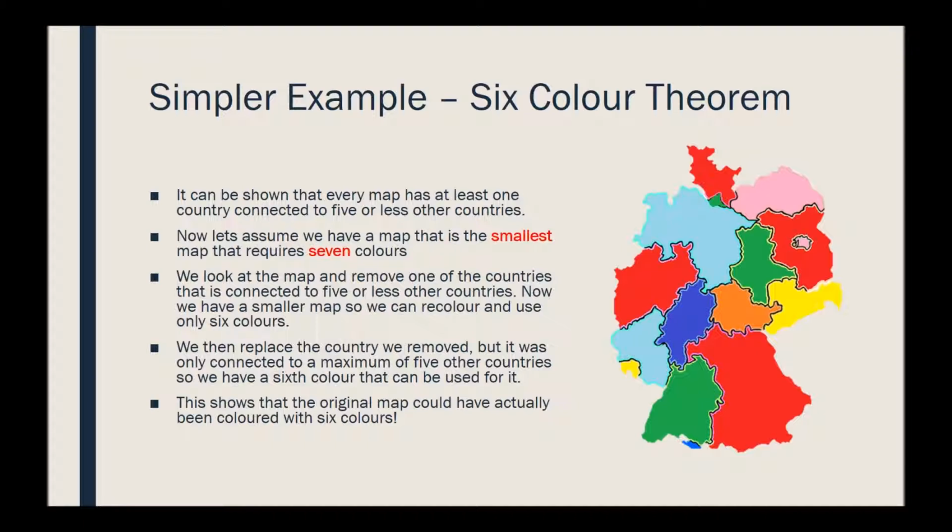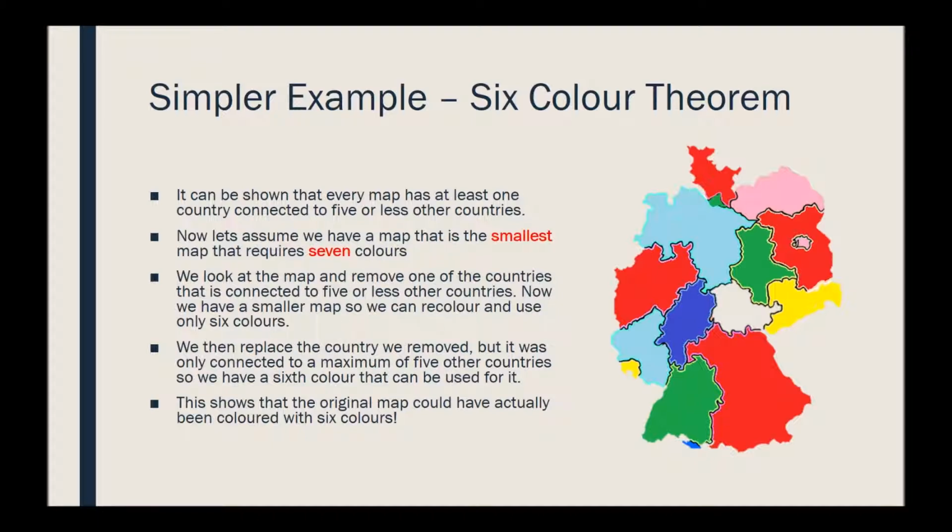So we look at the map and we take away one of the countries that's connected to 5 or fewer other countries. Once we do this, we've got a smaller map, and so we can actually recolor it, and we only have to use 6 colors because before, we had the smallest that needed 7. So now if we have a smaller one, we can use 6.